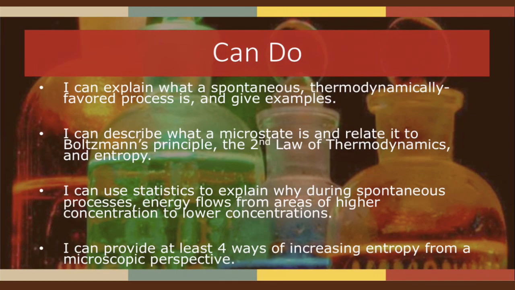So, some can-do statements, things I hope that you will be able to do by the end of this lecture. I can explain what a spontaneous, thermodynamically favored process is and give some examples. I can describe what a microstate is and relate it to Boltzmann's principle, the second law of thermodynamics, and entropy. I can use statistics to explain why during spontaneous processes, energy flows from areas of higher concentration to lower concentration. And I can provide at least 4 ways of increasing entropy from a microscopic perspective. Now, I know all of the things I just said probably make no sense at all, but I think by the end of this lecture they should.